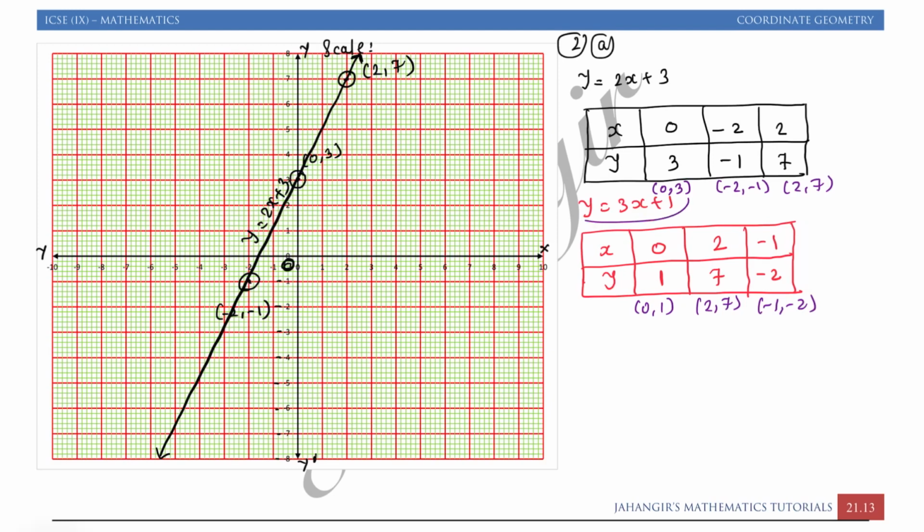For the second, y is equal to 3x plus 1, first is 0, 1. So 0, 1 will lie over here. It's the point on y-axis, 0, 1. I will draw with a different pen so that you can differentiate it. 2, 7 is the same overlapping point. Just mark that point. And minus 1, minus 2. So minus 1, minus 2 is this point. I can write it down over here. Minus 1, minus 2. Now we will draw again a line which passes through these 3 points.